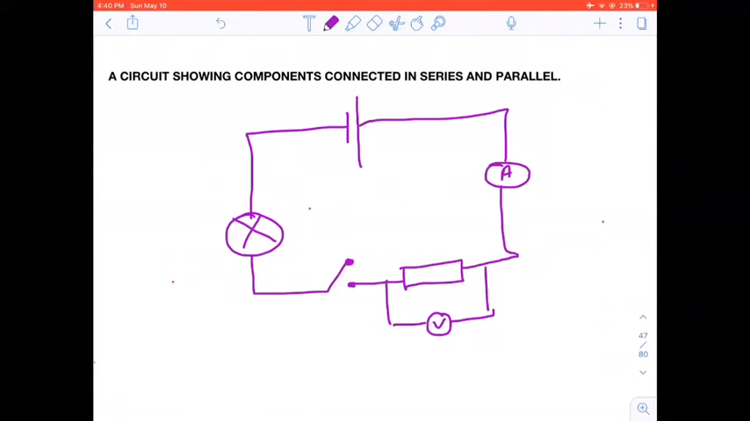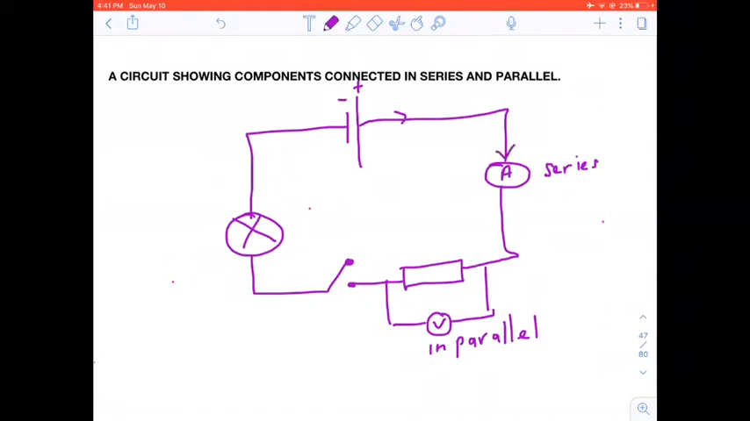And the voltmeter is connected in parallel, right? We'll talk more about that a bit later in the lesson. And then the ammeter is connected in series. What do I mean by that? So we said we're going to use conventional current. That is our positive. That's our negative. So current moves in that direction. So the ammeter is connected in series.